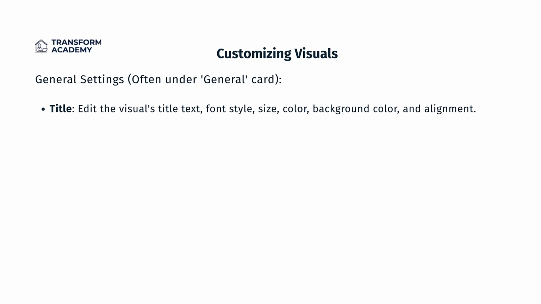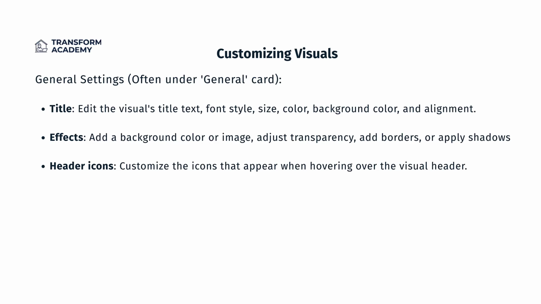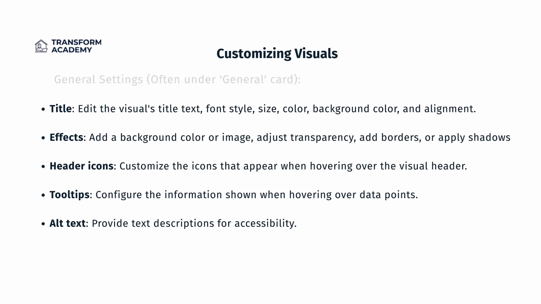Title. Edit the visual's title text, font, style, size, color, background color, and alignment. Effects. Add a background color or image. Adjust transparency. Add borders or apply shadows. Header icons. Customize the icons that appear when hovering over the visual header. Tooltips. Configure the information shown when hovering over data points. Alt text. Provide a text description for accessibility.